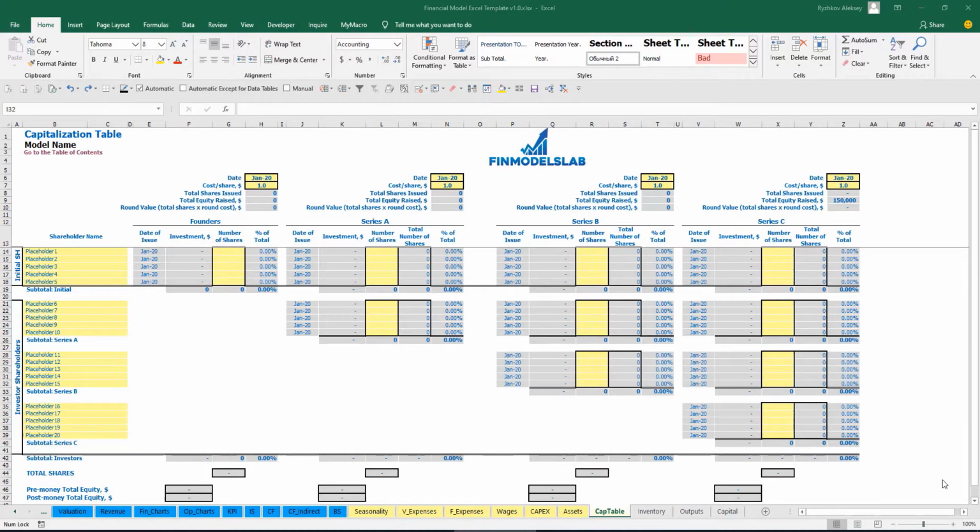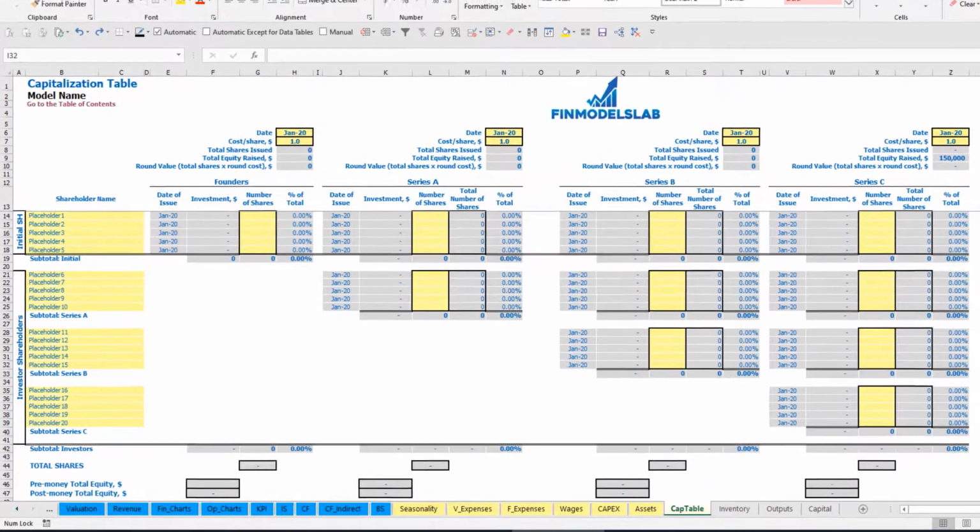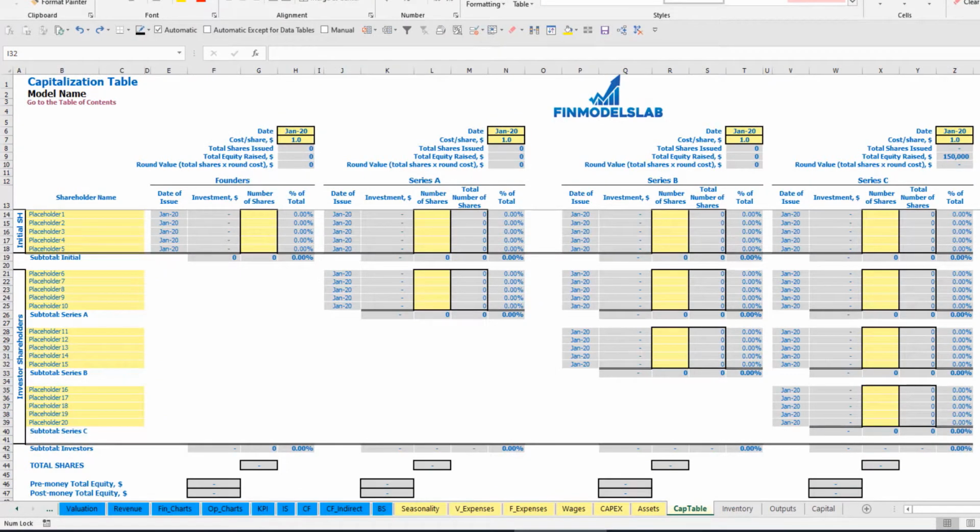On the capitalization table you can input different founders' and investors' contributions, broken down by different dates of funding, with different cost of share for each series, and you can see the dilution of shares after each round, and pre-money total equity and post-money total equity.